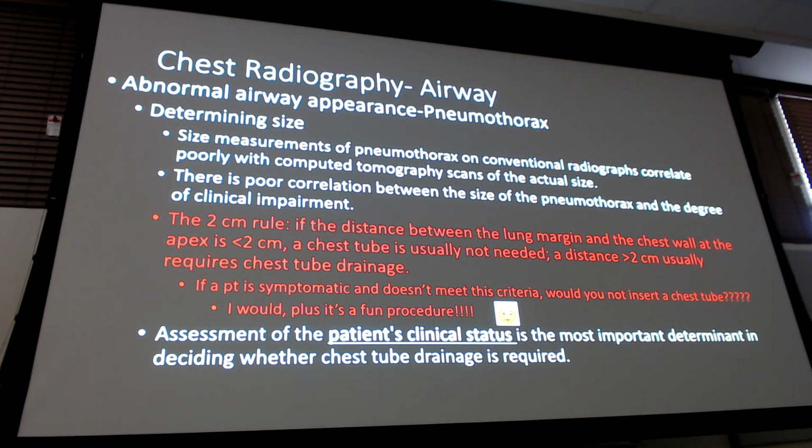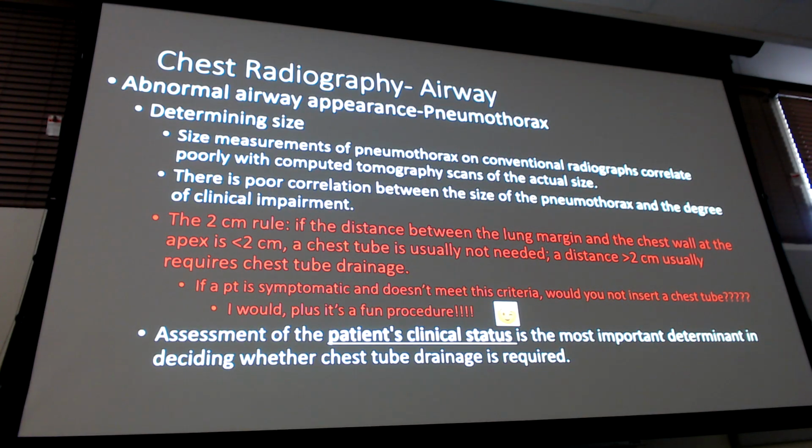Know the 2 centimeter rule. Okay? If the distance between the lung margin and the chest wall at the apex is less than 2 centimeters, you usually don't need a chest tube. That will resolve on its own. It's a general rule. You usually don't need a chest tube. If it's greater than 2 centimeters, we're doing a chest tube.